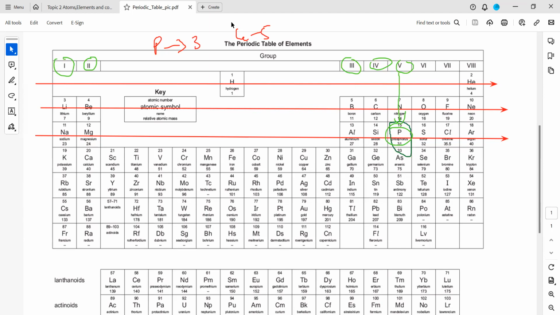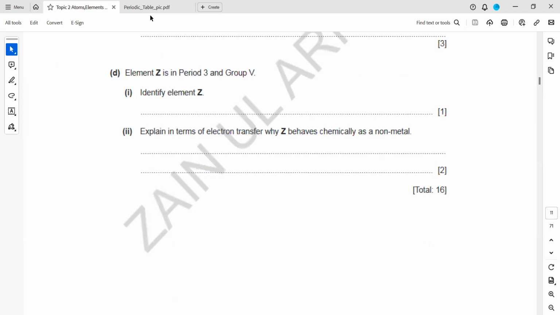There are 7 periods. This is the first, second, third, fourth period, fifth period, sixth period, and seventh period. And there are 8 groups, and the transition elements are between group 2 and group 3, not in a specific group, as they have variable oxidation numbers. Identify element Z, that is phosphorus.